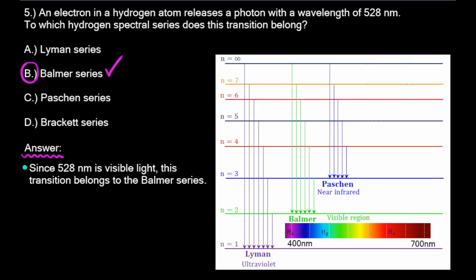This is the reason why it belongs to the visible light region of the spectrum. That means this transition is part of the Balmer series, the series responsible for all the colors of the visible light spectrum. So the correct answer is B, the Balmer series.